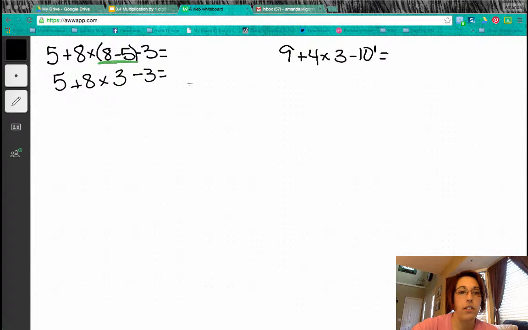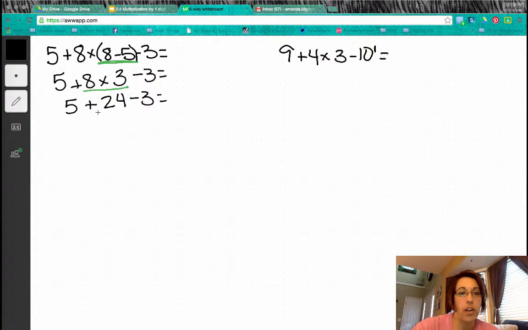So parentheses done. We don't have any exponents, so we do multiplication and division from left to right. So we have 8 times 3 next. 8 times 3 is 24. And copy the rest of our problem down.